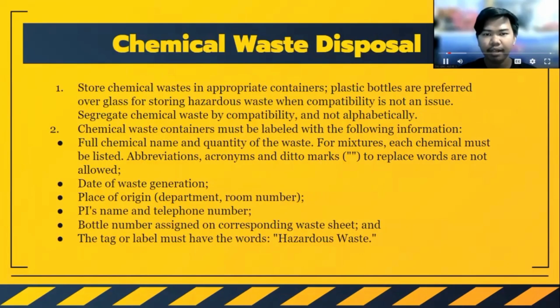First, we must store chemical waste in appropriate containers. Plastic bottles are preferred over glass for storing hazardous waste when compatibility is not an issue. Segregate chemical waste by compatibility and not alphabetically. Second, chemical waste containers must be labeled with the following information.